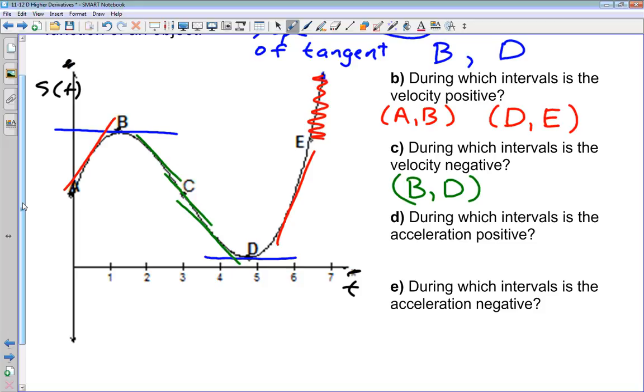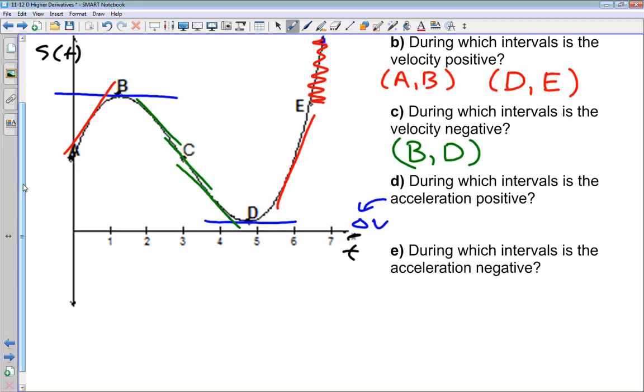Okay, during which intervals is the acceleration positive? Okay. There are two ways to try to think about this. One is to think about acceleration as the change in velocity. So the change in the slope of the tangent. So is our tangent getting steeper or is it getting less steep as we move from one of these points to the other? The other way to think about it is to try to just sketch what the velocity curve would look like. And sketching the velocity curve is probably easier. So let's do that.